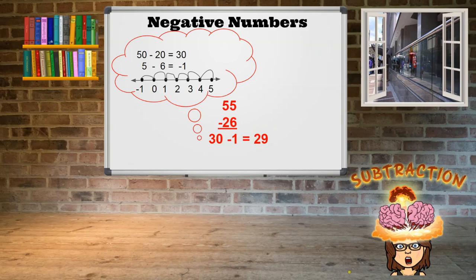Negative numbers is something that is probably unfamiliar to most parents. It is not commonly used in elementary school, but some students who understand negative numbers may choose to use this strategy because it is highly effective and highly efficient. In this example, the student subtracts 20 from 50 to get 30, but when they subtract 6 from 5, they get negative 1. So then they subtract the 1 from the 30 to get 29.